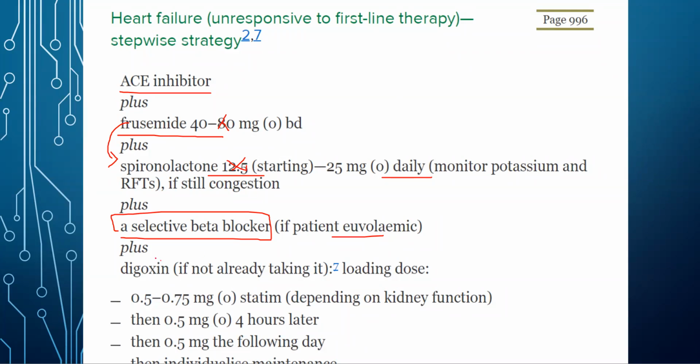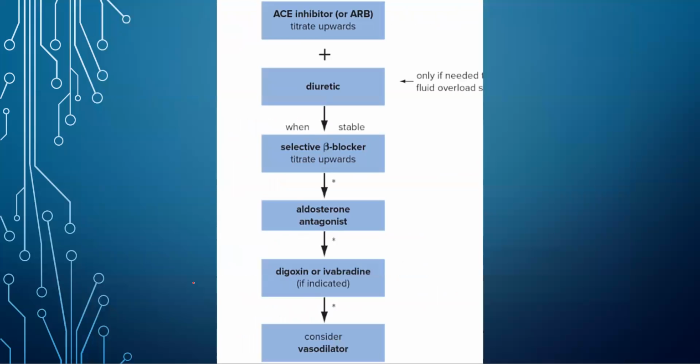And the last option would be digoxin. Digoxin is not our first choice anymore because of its lot of side effects, but that is actually the last option that you can try. So ACE inhibitor, furosemide, spironolactone, beta blocker, digoxin. That's the stepwise approach for systolic heart failure.